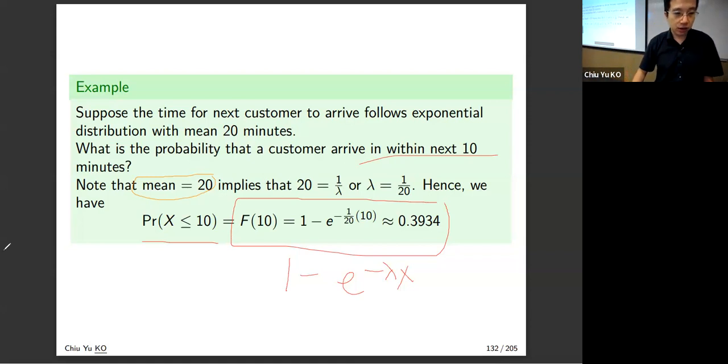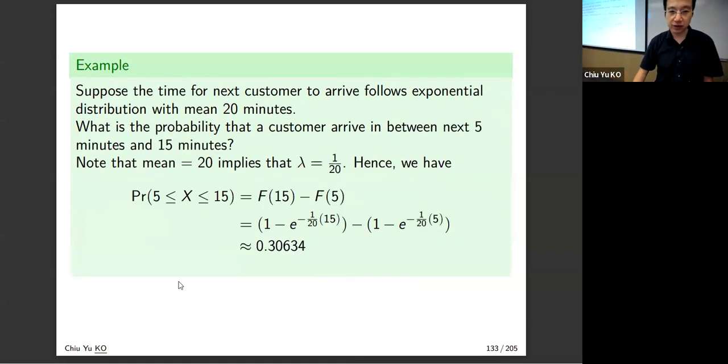And let me look at the other example, and then a break. We'll have a break very soon. After this example, we'll break. Sorry, a little bit longer, but I think it's good to have a complete example. So another example is actually very similar, the same process, but instead of asking less than 10 minutes, I ask 5 to 15.